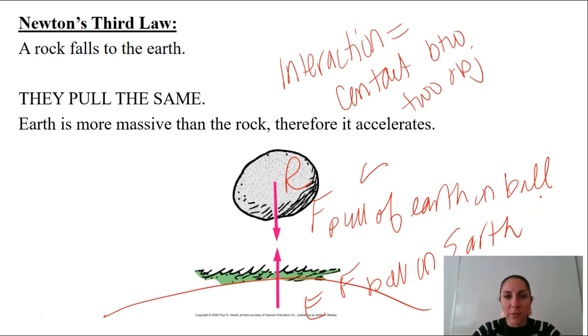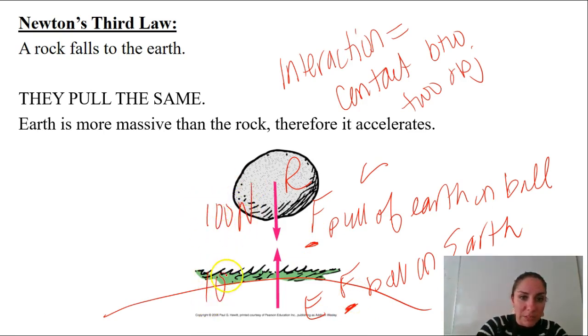Now the crazy thing about this is that the earth's pull and the ball's pull are the same. So that means anytime an object falls, the object is pulling the earth upward. That's what Newton's third law means. And the pulls are equal. If this is pulling with 100 newtons, this is also pulling with 100 newtons.